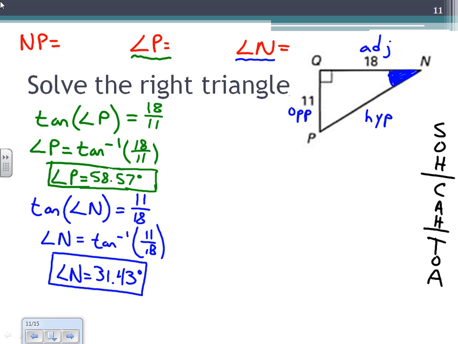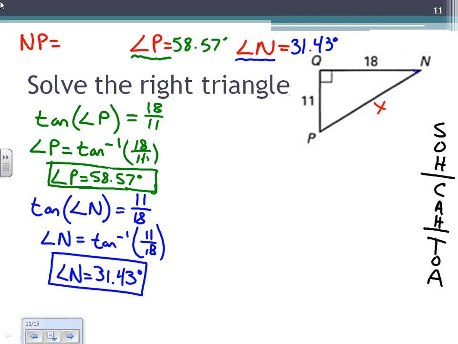And then the last thing we need to find, sorry, let me write that answer in. So this is 31.43 degrees, and this is 58.57. The last thing we need to find is the last leg, which is NP. I'll do it in red. How could I find NP, which is X? How could I find NP?